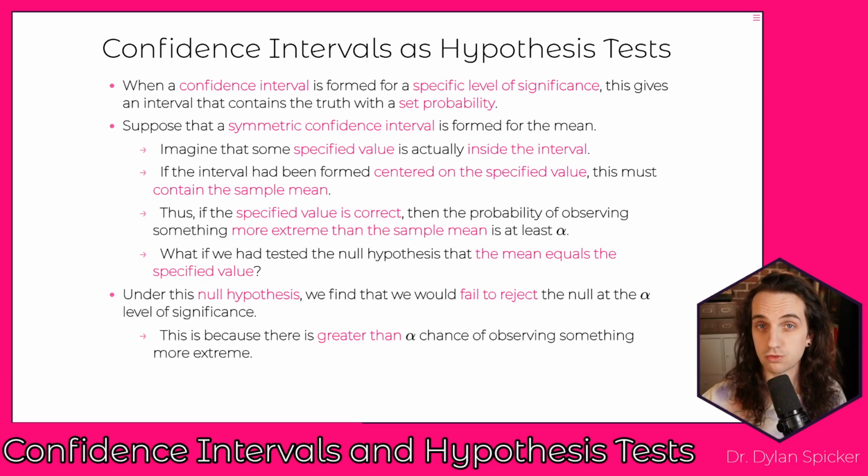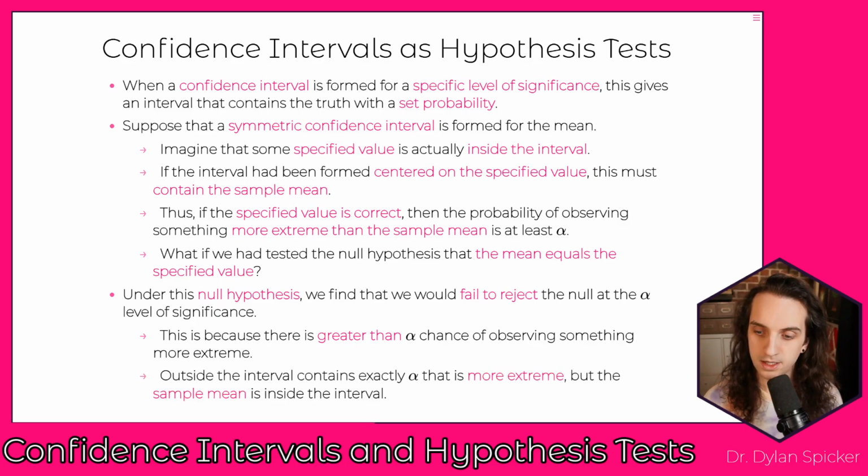Now, this is because there's a greater than alpha chance of observing something more extreme, and by definition in hypothesis testing, if there's a greater than alpha chance of observing something more extreme, then we fail to reject the null hypothesis. So outside of the interval is exactly alpha, that's more extreme, but the sample mean is within the interval. And so therefore, the sample mean is not extreme enough to be considered to reject the null hypothesis.